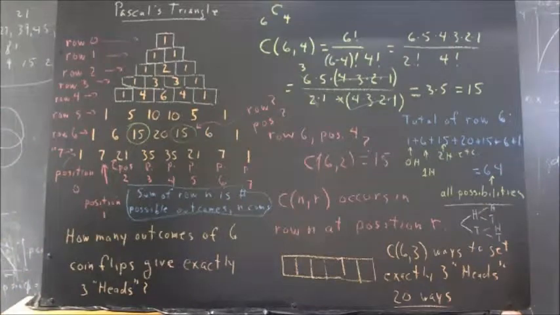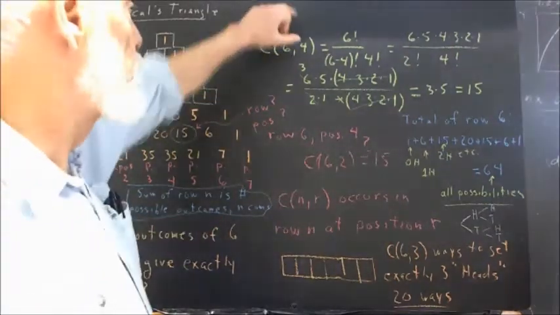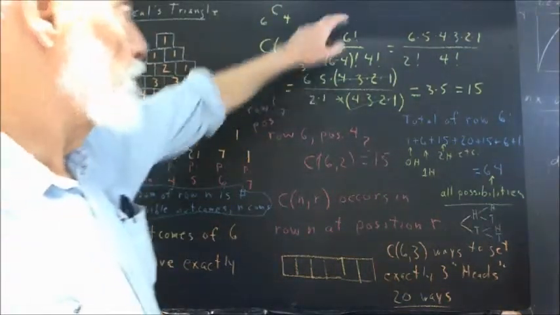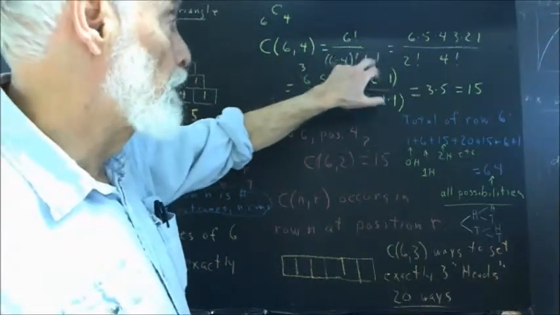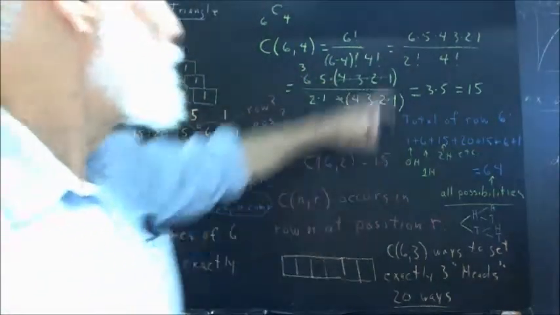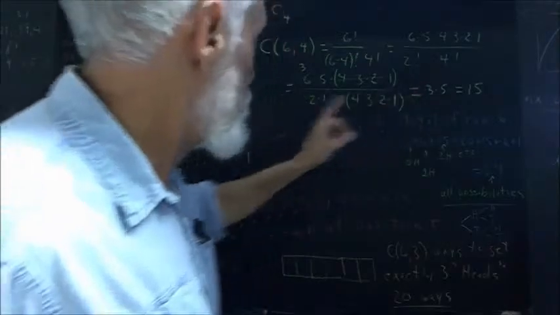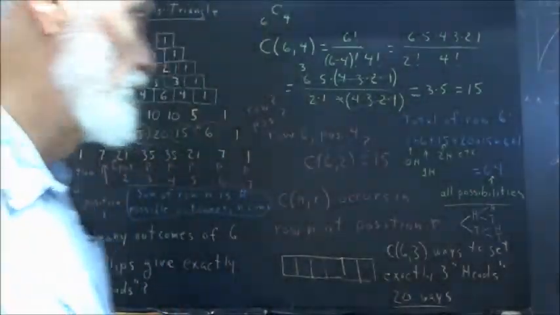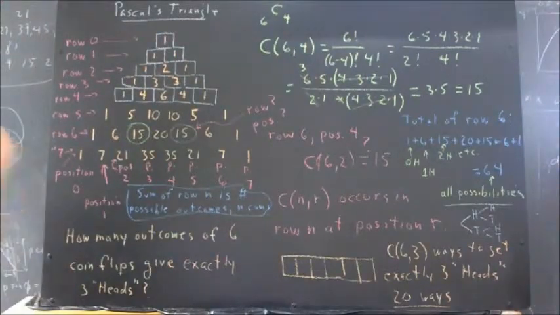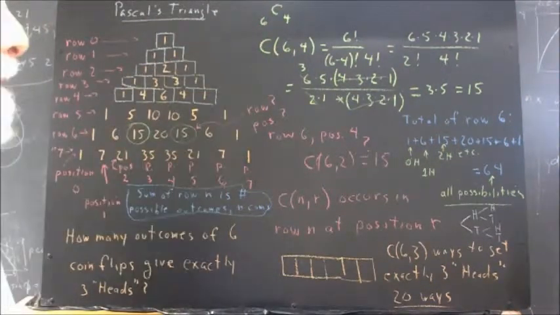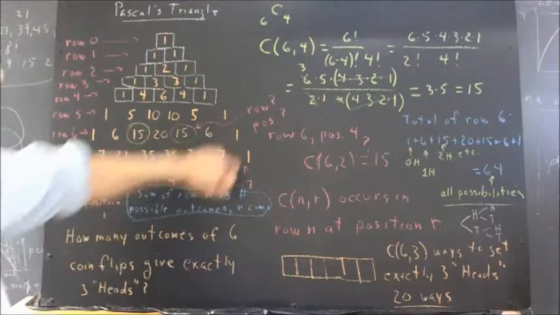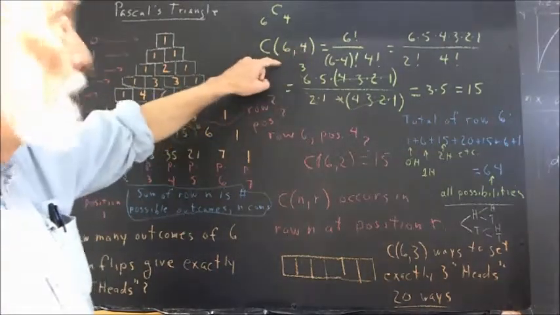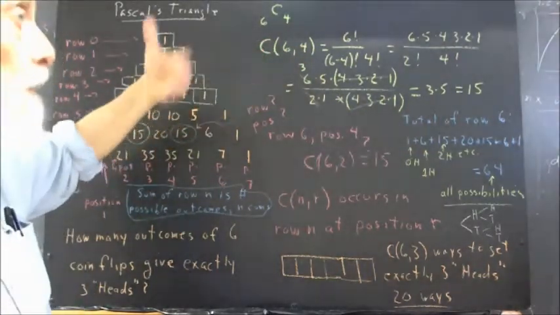Why is this handy? Well, let's consider. C of 6, 4 is what? Well, it's 6 factorial over 6 minus 4 factorial times 4 factorial. We write that out. We write it out again. We reduce everything, and we find that C of 6, 4 is 15. What's the meaning of C of 6, 4? It's the number of ways of choosing 4 things out of a group of 6 without regard for order.